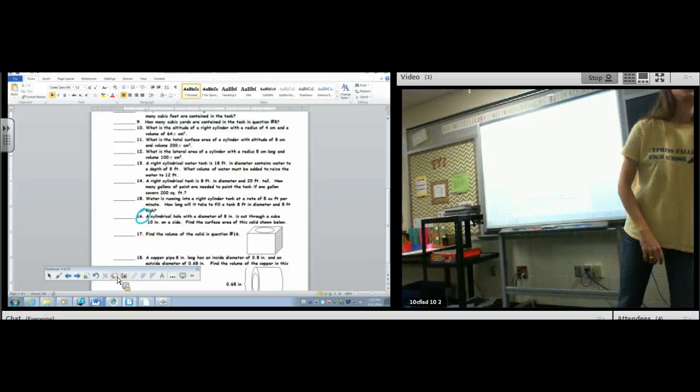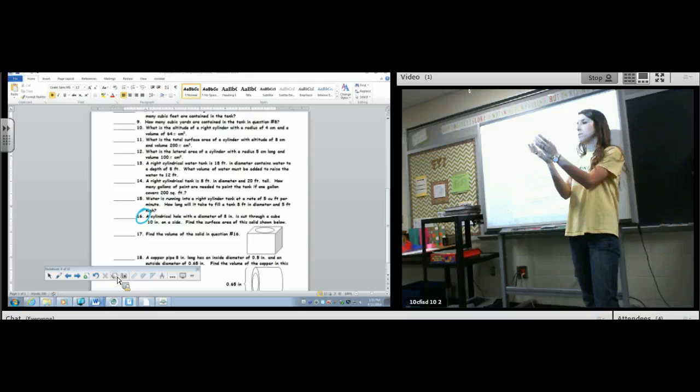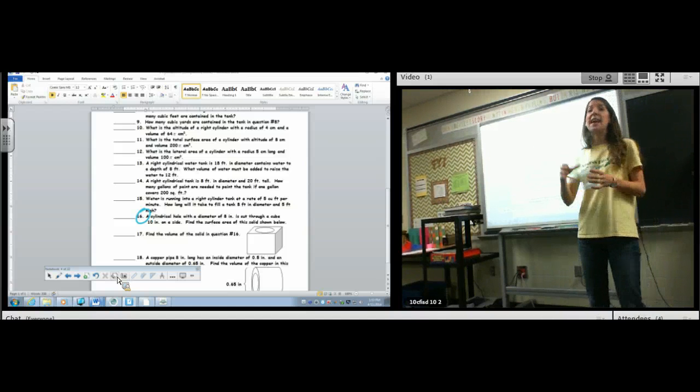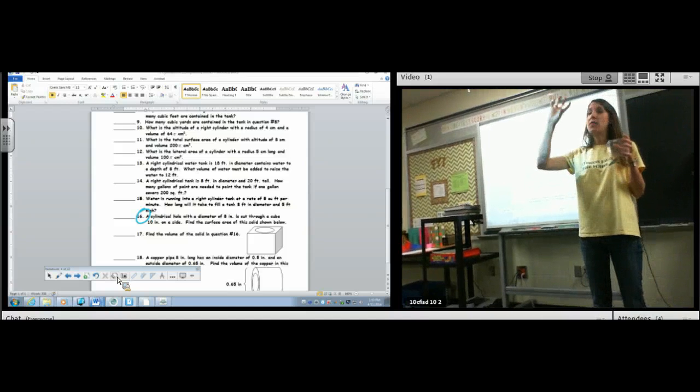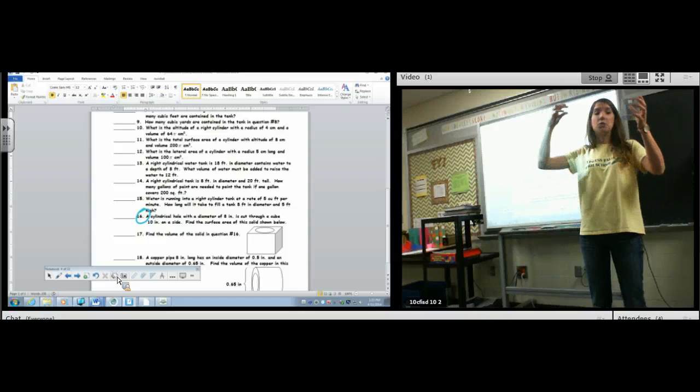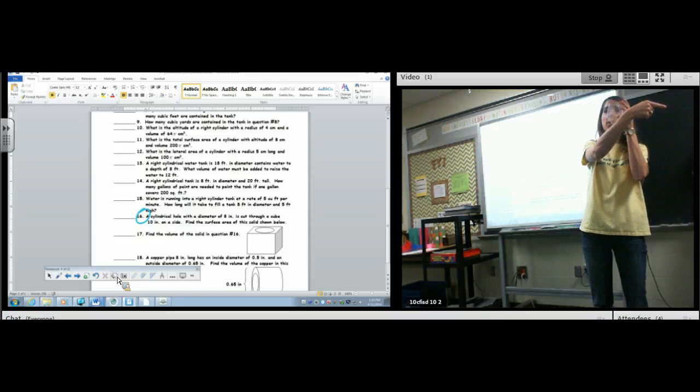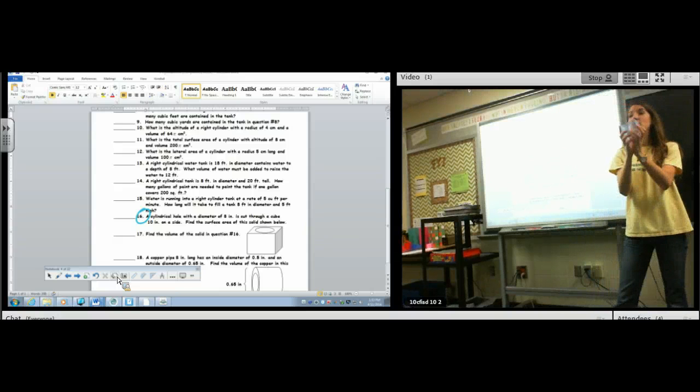Here's what I want you to picture. You've got a cube. Do you see a cube? So you've got a cube. You take a drill with a cylindrical bit, and you drill through the cube all the way out the other end. Whatever you just made, I don't know what it's called, you want to find the surface area of that figure.